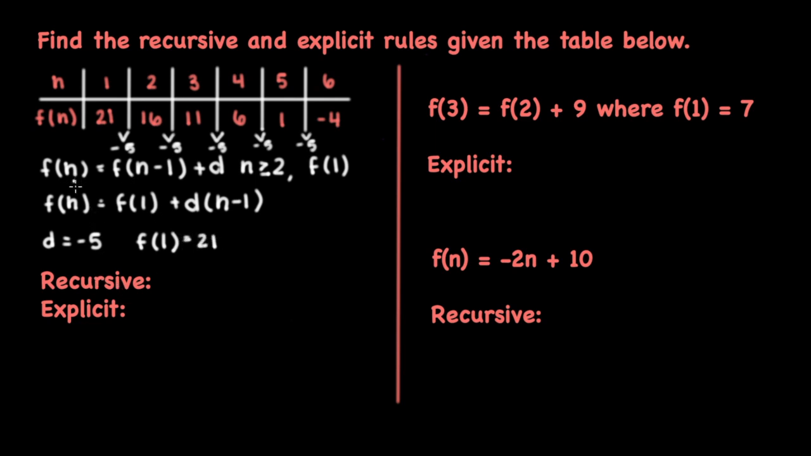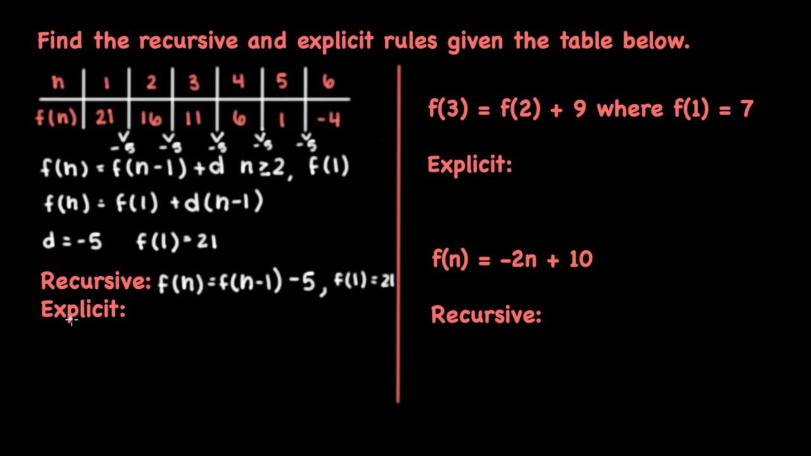So now, to write a recursive rule, we just write f of n is equal to f of n minus 1 plus, or in this case, minus 5, from the plus d. And we also state that the value of f of 1 is 21. That's going to be our recursive rule.